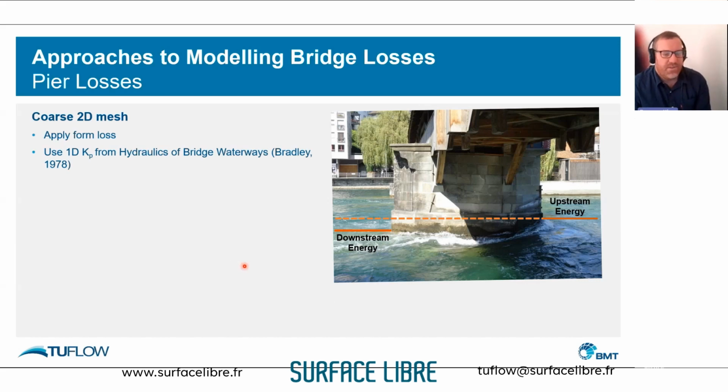In 2D, there are two main options. The first is we model our river in 2D using quite a coarse 2D mesh, and then we apply a form loss coefficient to represent the energy losses associated with those piers. We typically use the KP value from the hydraulics of bridge waterways document, which is commonly used for the 1D modeling of bridges. We apply that to our 2D cells to represent the losses associated with the piers.